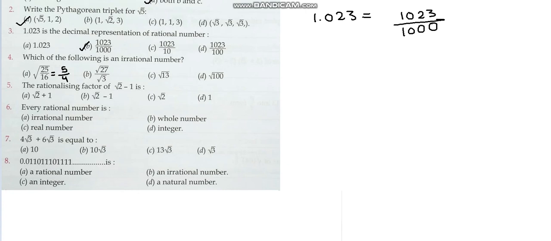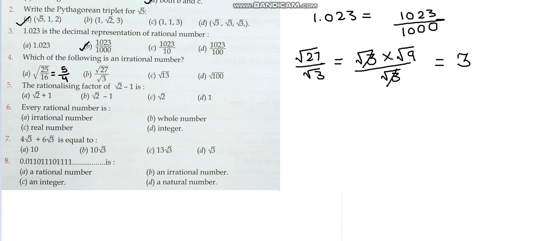In the second option, root 27 upon root 3. Root 27 can be written as root 3 into root 9 upon root 3, and we can cut root 3 from root 3 and we will be left with root 9, and we know that root 9's value is 3. 3 can be represented as 3 upon 1, so it is also a rational number and not an irrational number.